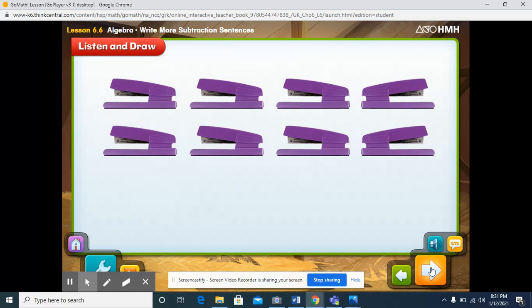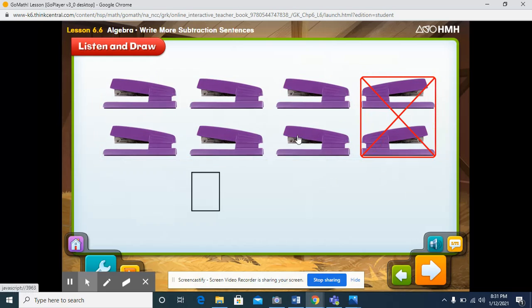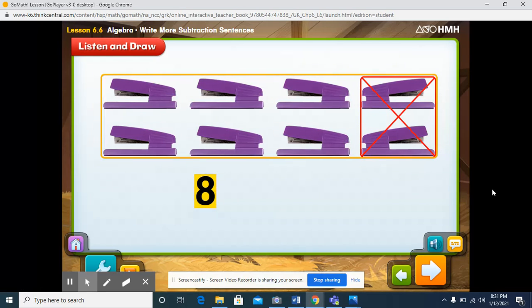There are some staplers. 2 staplers are taken from the set. How many staplers are left? How many staplers did you start with? Let's write a subtraction sentence to match the story problem. The first number in the subtraction sentence shows how many staplers are in the set to begin with. Click the staplers to show the first number in the subtraction sentence. 8. There are 8 staplers to begin with.